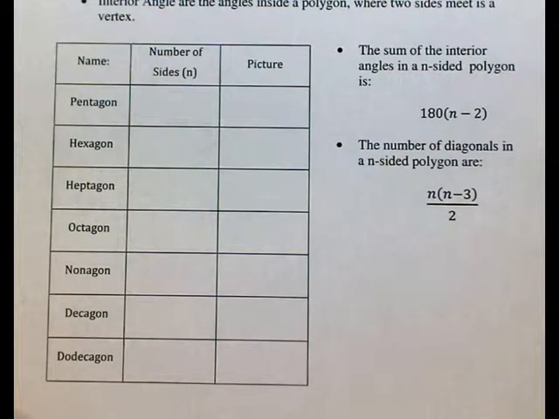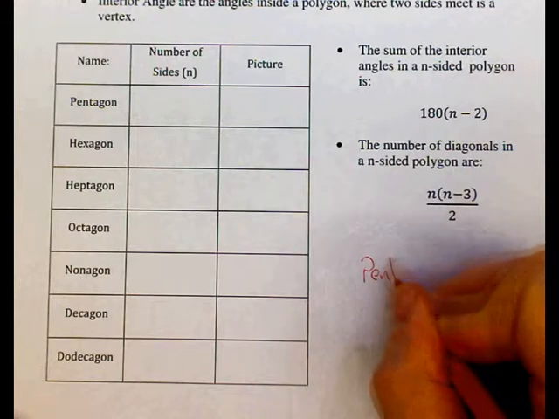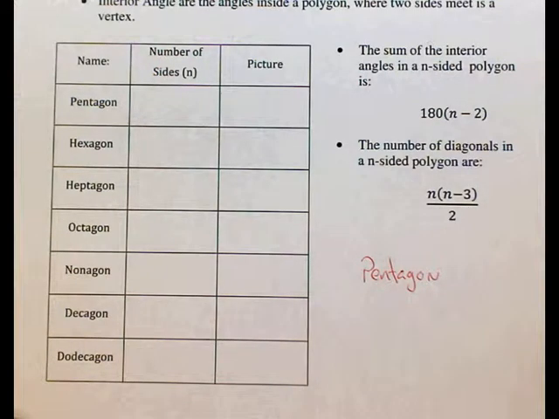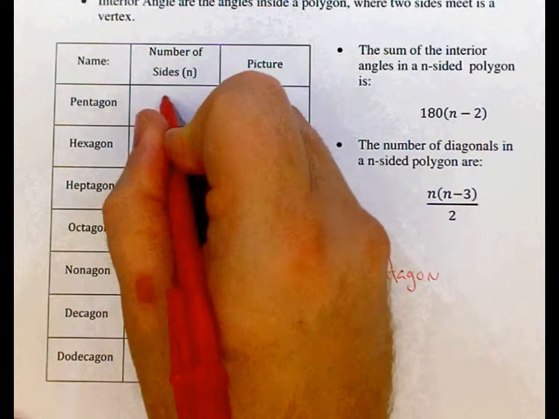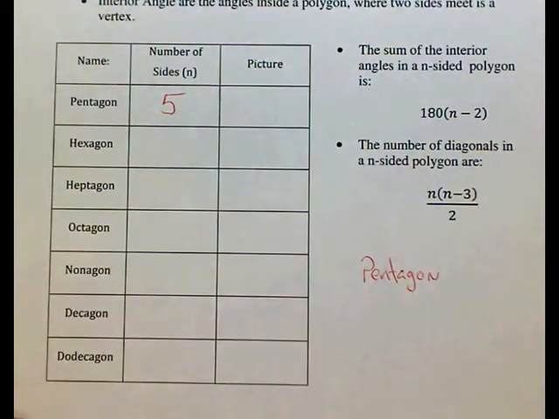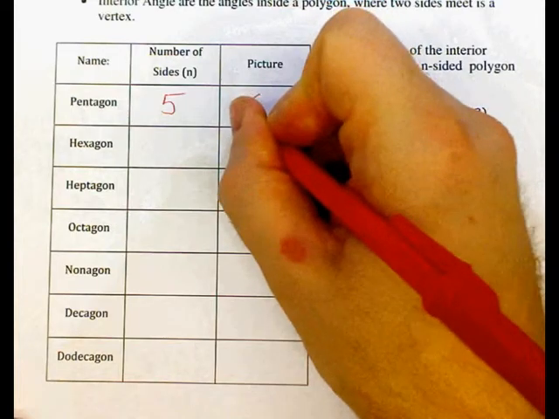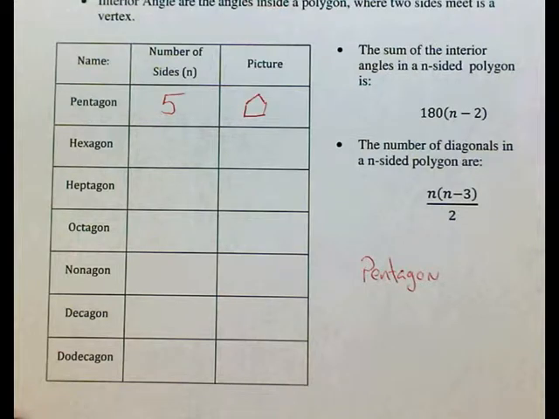Let's try to choose one at random here. Let's do the pentagon. Now, a pentagon is a 5-sided shape. So let's fill it in right away. Number of sides, 5. And let's draw a picture. Well, 5-sided: 1, 2, 3, 4, 5. When I think of a pentagon, I think of a house or home plate on a baseball diamond.